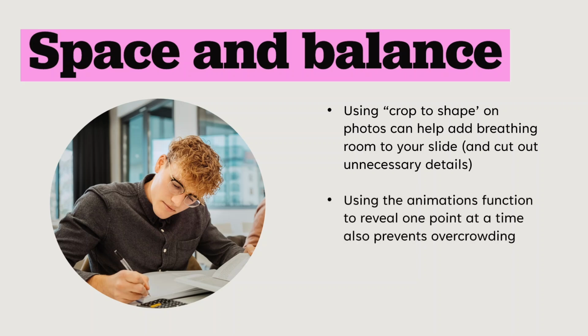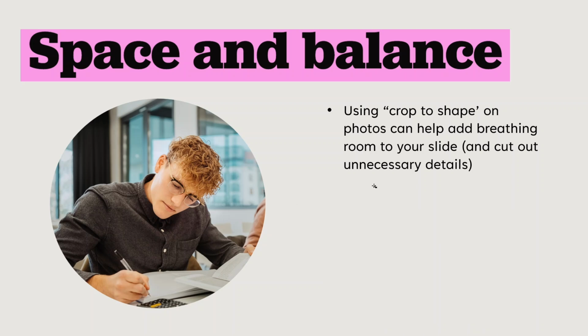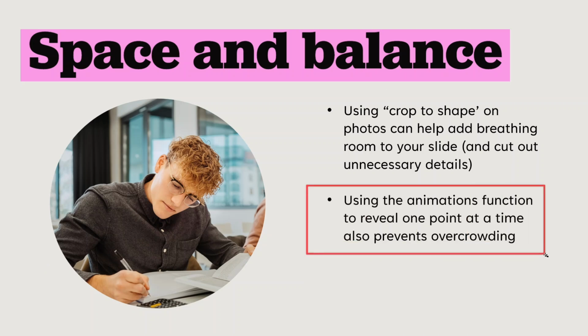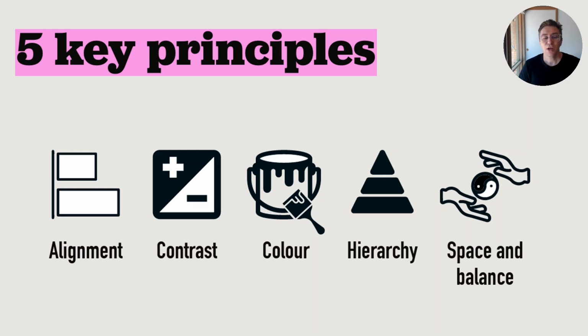The other thing you can do is use animations to reveal one point at a time. This prevents overcrowding, as well as when you're introducing a new slide and you've got 4 or 5 bits of information. Sometimes it's going to ease the cognitive load of a learner to just reveal those points one at a time, going from the first simple point to then revealing the next point that you want to talk about. Great. So those are our 5 key principles: alignment, contrast, color, hierarchy, and space and balance.